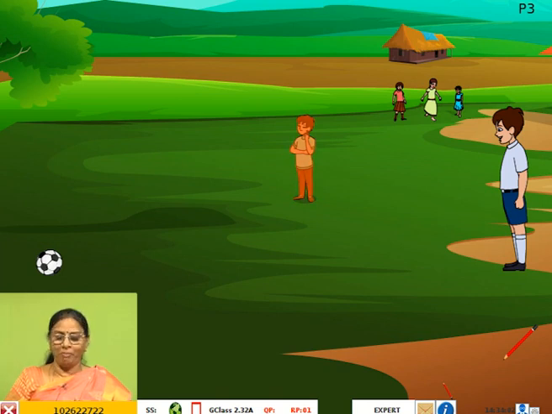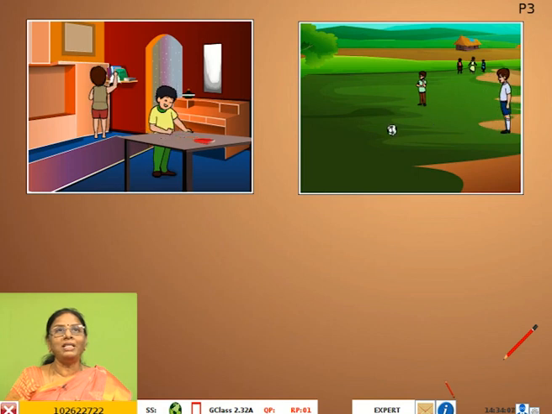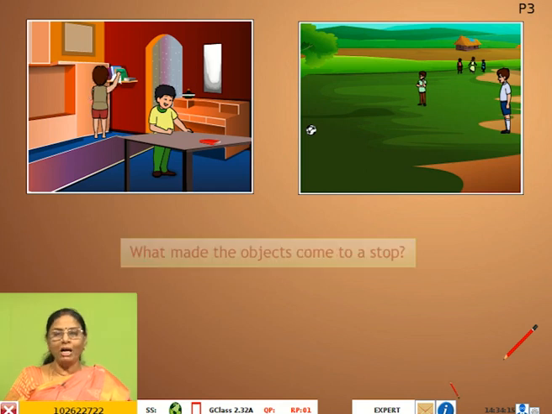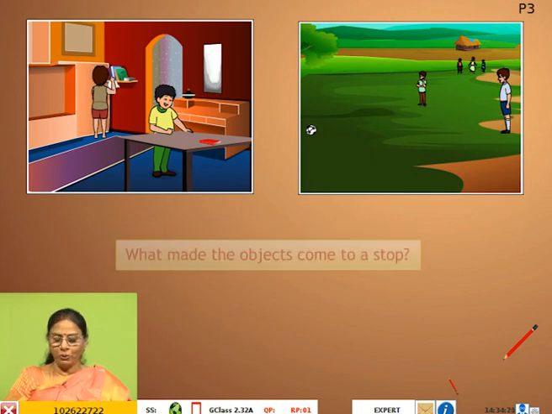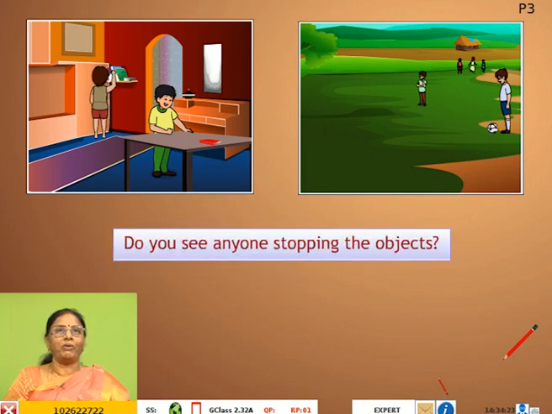No. But then, how did these two objects come to a stop? Or in general, how do moving objects come to a stop? Who made these objects come to a stop? We do not see anyone stopping the objects. Fine. To understand all these things, we will do an activity, children.